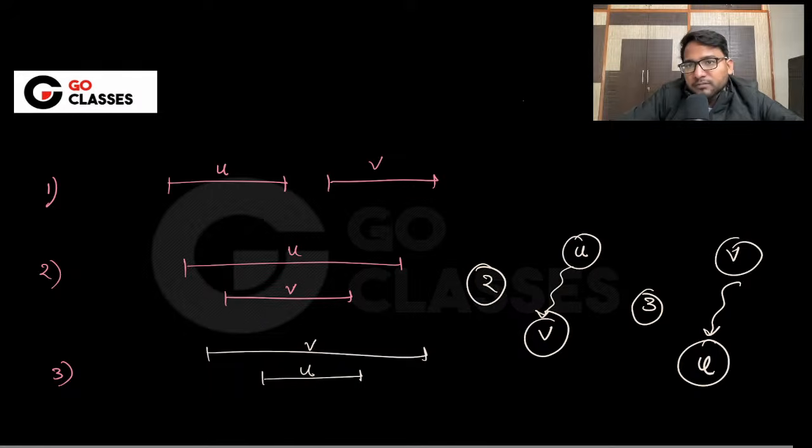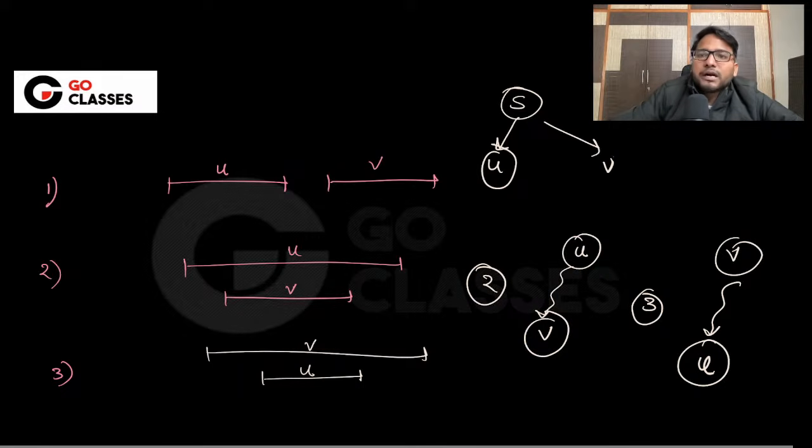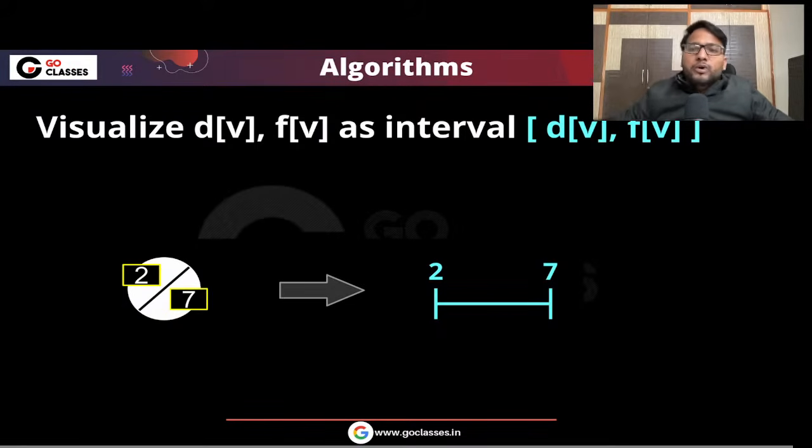Or maybe something like this, that they may be under some S, or maybe they're independent, doesn't matter. So maybe there is no relation, maybe like this. U and V are independent, which means neither U is an ancestor nor V is an ancestor. Something like this. Understood? So they are saying there are only three cases that can happen. Let me know if that is understood. If that is understood, then basically you can visualize.